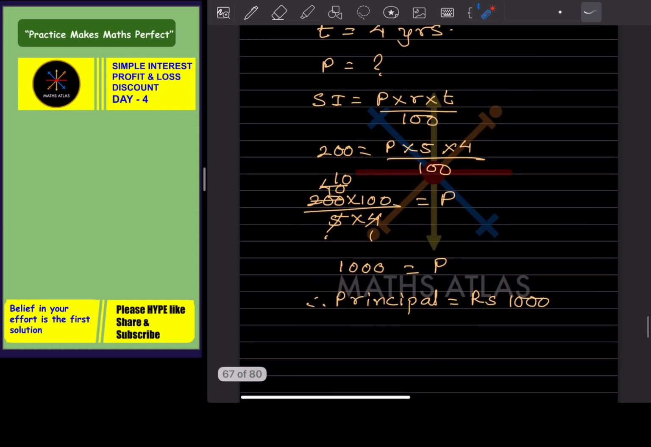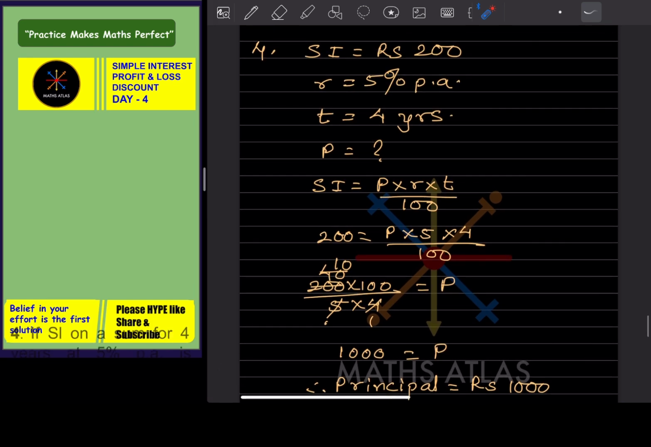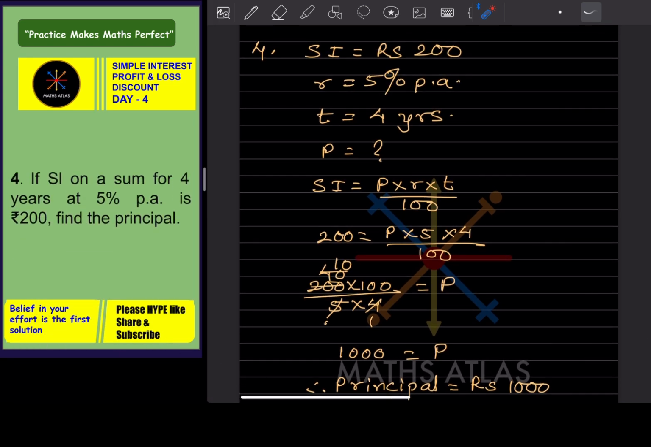So now we'll go with the next question here. That is question number 4. It's given: if simple interest on a sum for 4 years at 5% per annum is rupees 200, you have to find out the principal. So the simple interest is given as 200. The rate is given as 5%. T is equal to 4 years, and the principal, we don't know.